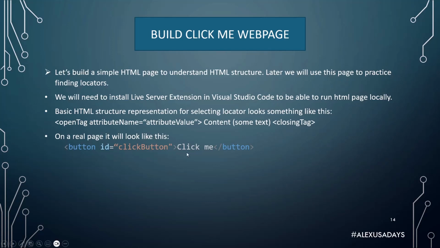On the real web page, it will look something like this. We have a button here, then there is our attribute name, ID, and then the attribute value, then the content is the text on the button, Click me, and then you can see the closing tag. All right, let's go ahead and build the page.